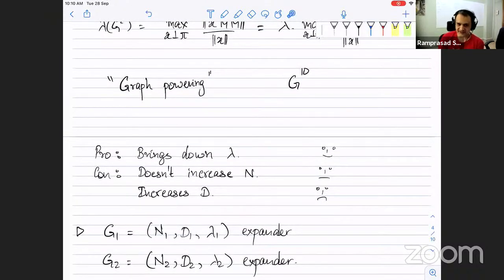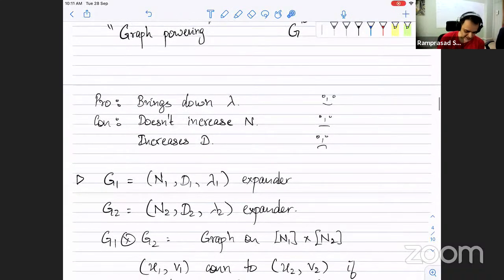Now I have two graphs: one is an N1, D1, lambda 1 graph, and the other is an N2, D2, lambda 2 graph. I'm now going to build this new graph, which I'll call G1 tensor G2. It is the graph whose vertex set is all pairs of vertices, one from G1 and one from G2. I'm denoting this by N1 cross N2, meaning all pairs where the first coordinate comes from G1 and the second coordinate comes from G2.